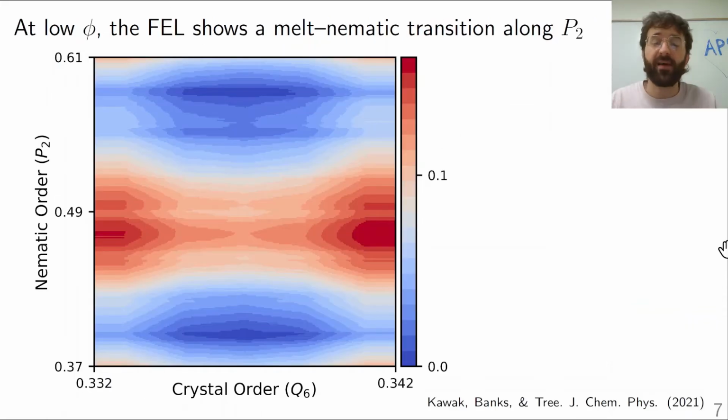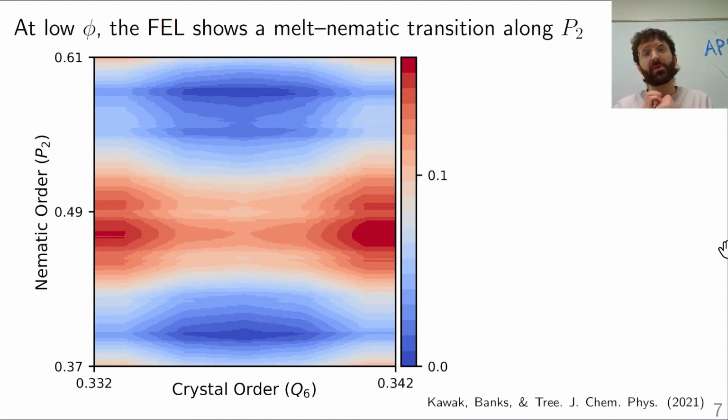Okay, well, finally we get to talk about some results. So what you see in front of you here, my friends, is the free energy landscape. You have on the y-axis P2 or nematic order. You have crystal order or Q6 on the x-axis.